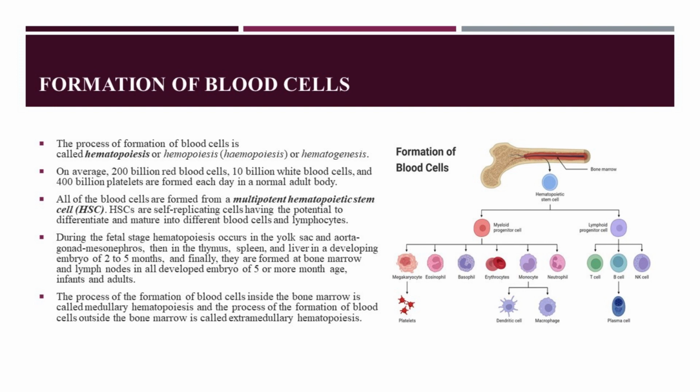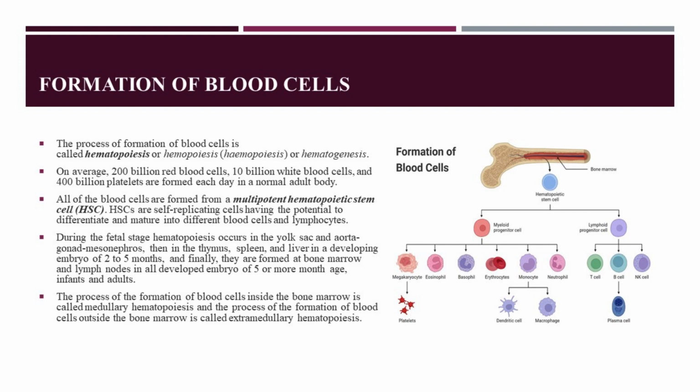Formation of blood cells. The process of formation of blood cells is called hematopoiesis, or hematogenesis. On average, 200 billion red blood cells, 10 billion white blood cells, and 400 billion platelets are formed each day in a normal adult body. All of the blood cells are formed from a multipotent hematopoietic stem cell, HSC. HSCs are self-replicating cells having the potential to differentiate and mature into different blood cells and lymphocytes.